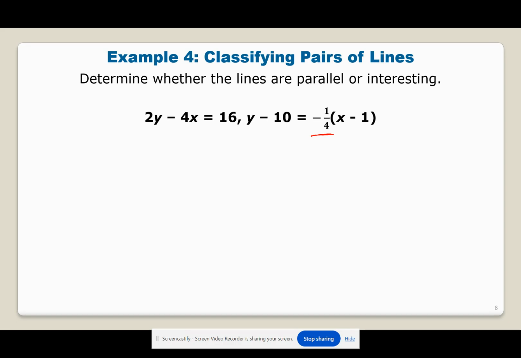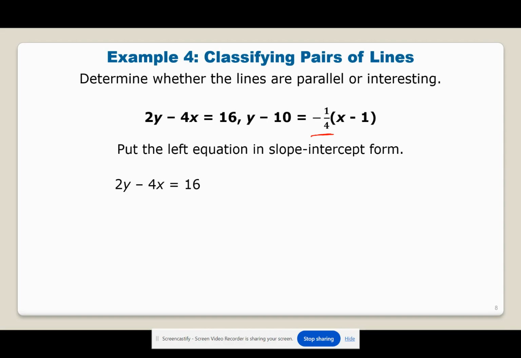Okay, so you're going to have to do some reconfiguring. So I'm going to go ahead and solve for y. So first thing I want to do is move that 4x to the other side. And notice I put it at the front because I want to keep these in slope intercept form. Now divide both pieces by 2. And I get y equals 2x plus 8. Okay. So my slope in this case is going to be 2.